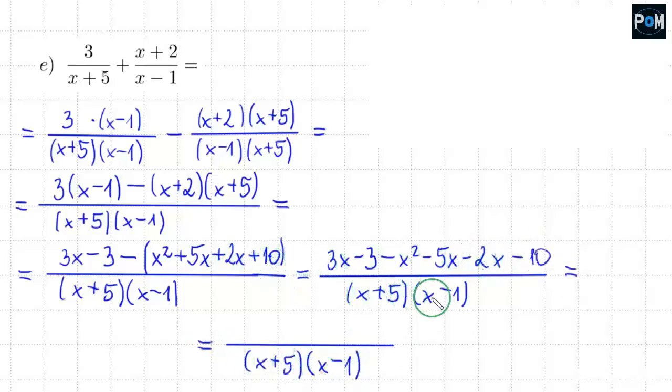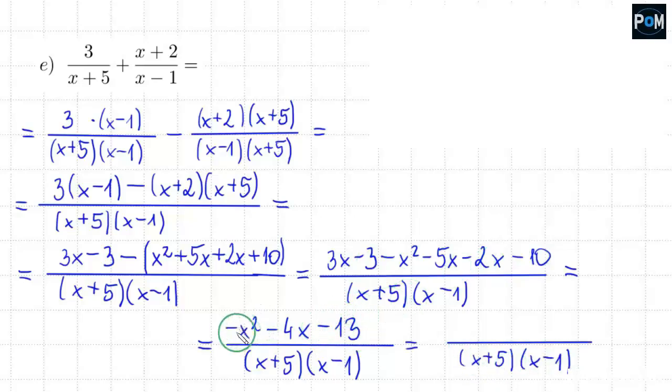I write down the denominator, and here on top I simplify. First, I'll take x squared. There's only one negative x squared. Then I simplify x. Here I have 3x, minus 5x is minus 2x. And another minus 2x is a total of minus 4x. And then a negative 3, negative 10 makes negative 13. And to make it really elegant, we notice that there are minuses everywhere here. Thus, I can take out such a minus before the fraction line, and all these terms at the top will change their signs.